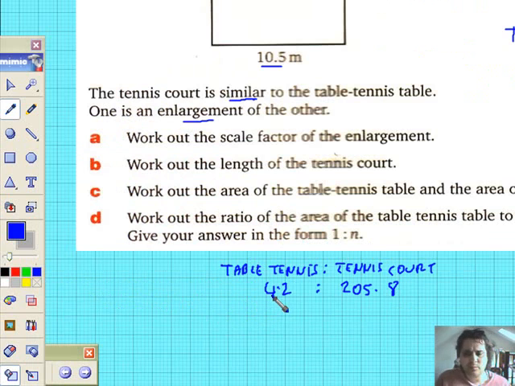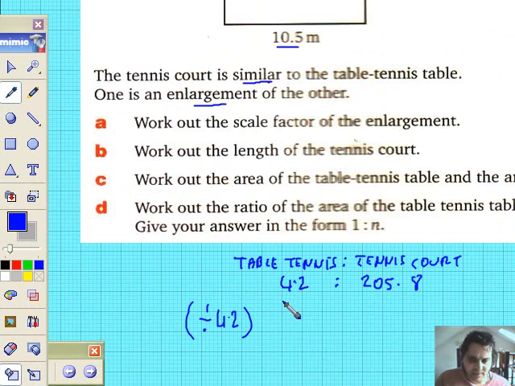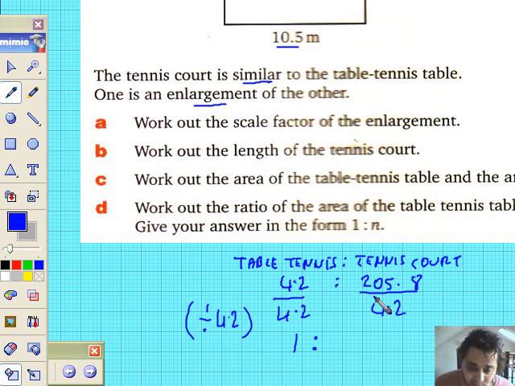How do you get from 4.2 down to 1? Answer, you divide both parts by, not 2, 4.2, excuse me. So dividing by 4.2, this is what I'm going to get. Get ready? 4.2, divide this side by 4.2, and whatever comes of it, comes of it. Well, 4.2 divided by 4.2 is obviously 1, and 205.8, divide that by 4.2, I've got exactly 49.